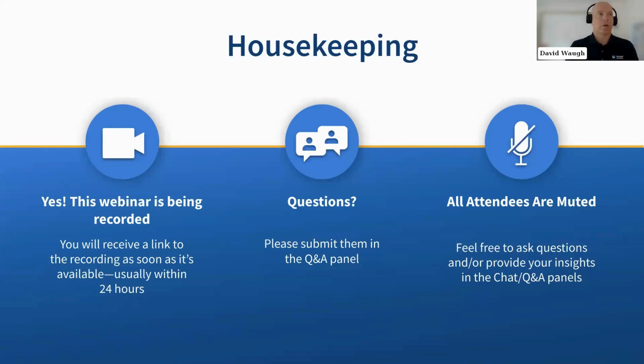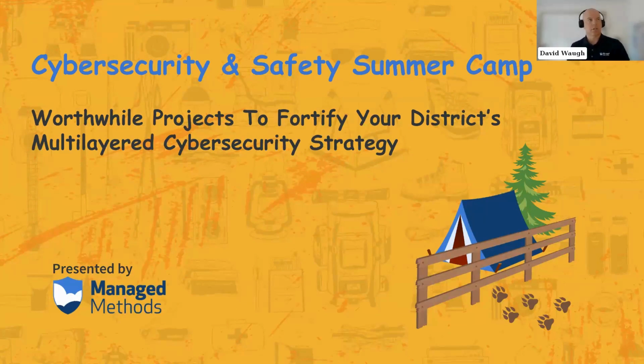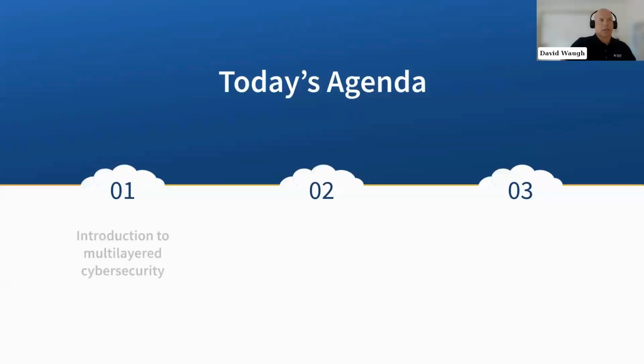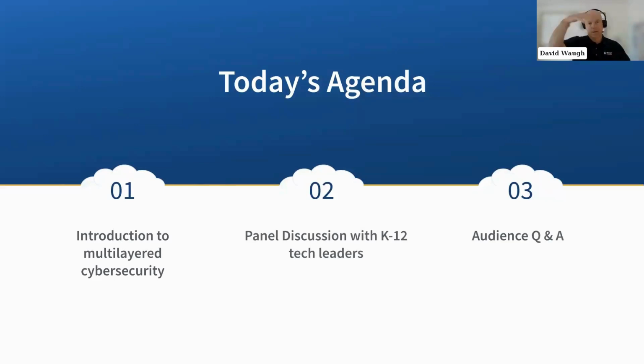Again, if you're just joining in, welcome. This is the Cybersecurity and Safety Summer Camp, first installment, first week of June. Today I'm joined by two individuals who I'll introduce, Ross Randall and Tim Miles, shortly. We're going to be talking about the projects they're going to be doing this summer to help fortify cybersecurity, and we'd love to hear from all of you as well. Today's agenda: I'll set the stage first about what we mean by multi-layered cybersecurity approaches, and then our panelists, of course, will get into it with you. And then, of course, we welcome audience participation with Q&As.